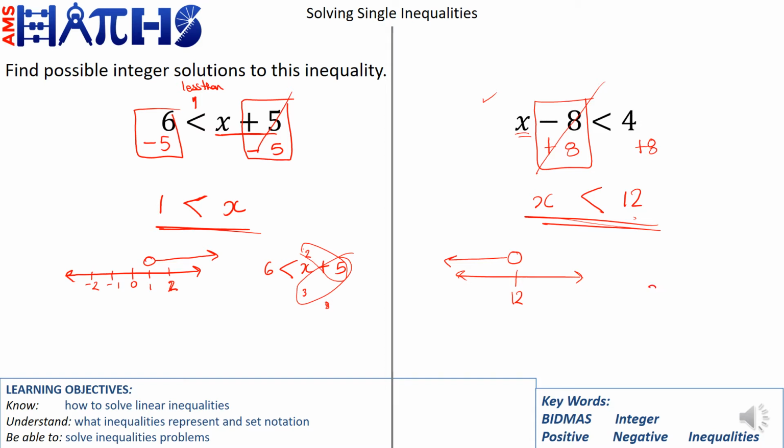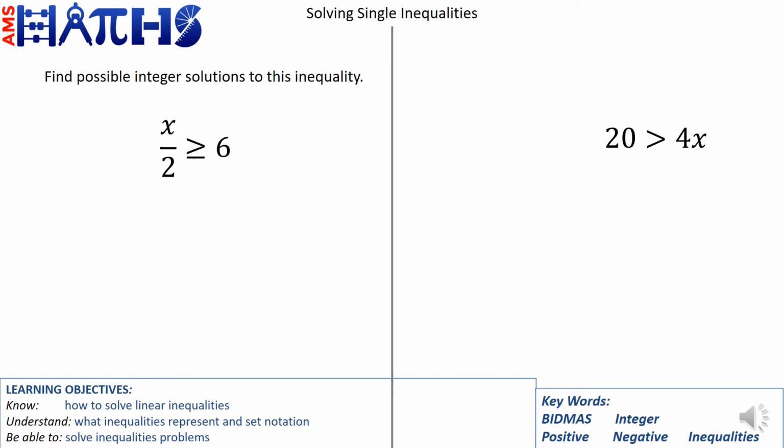So we can test it to see if we have the correct solution. So if x needs to be less than 12, our first solution as an integer would be 11. So if I put 11 instead of x, 11 minus 8 is 3. 3 is less than 4. If I do 9, because 9 is less than 12, if we do 9 minus 8, we get 1, and 1 is less than 4. So we know we have the correct solution.